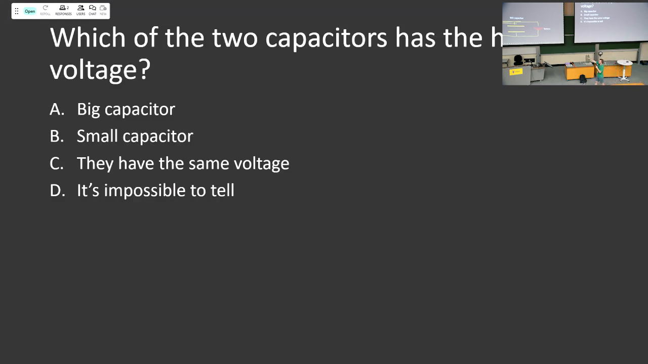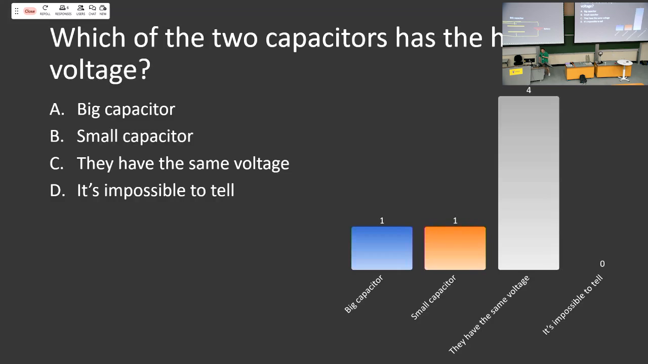One of them's small, one of them's big. So I'll give you a hint. They're not the same capacitor. One of them is bigger than the other. That has to mean something, right? Well, actually, no. They have the same voltage.